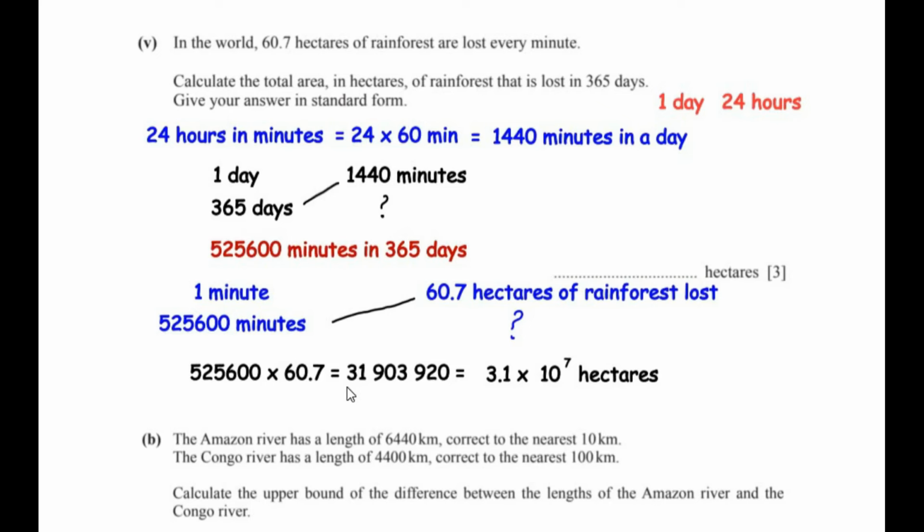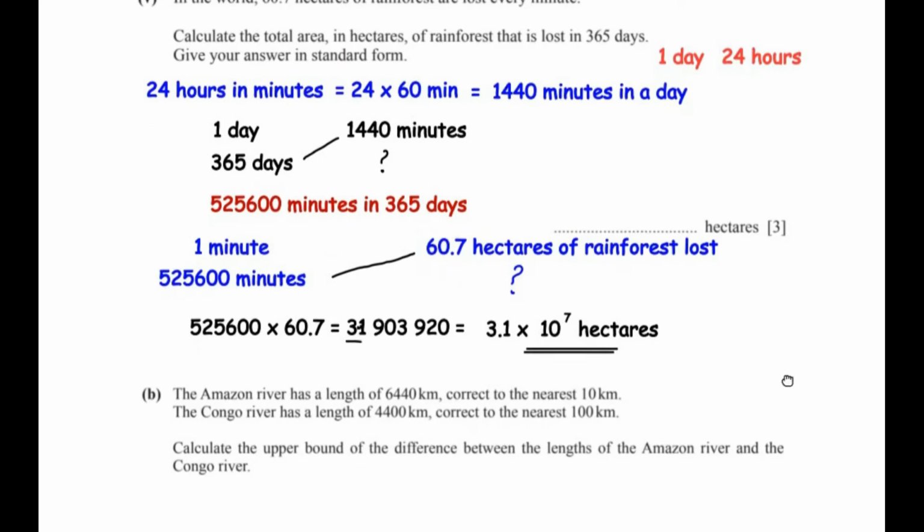So here take the first two digits and write it as 3.1, put a decimal over here, and when you put the decimal point over here, just count how many digits come after the decimal point. So here if you count, you get 7 digits. So we have written here 3.1 times 10 to the power of 7 hectares. Now this is in the standard form. So this much area of rainforest is lost in 365 days. Now moving on to the next sub question.